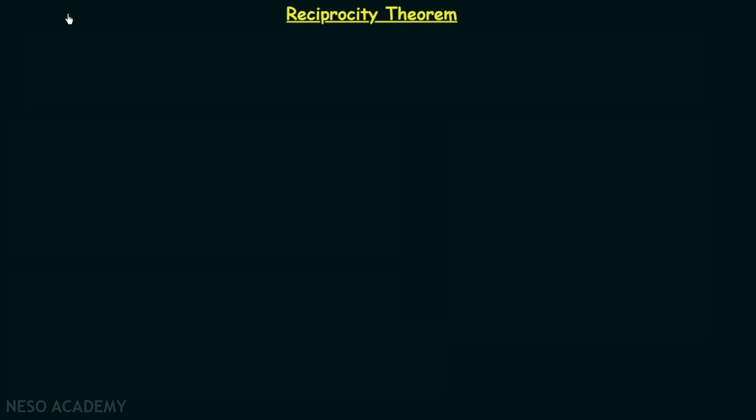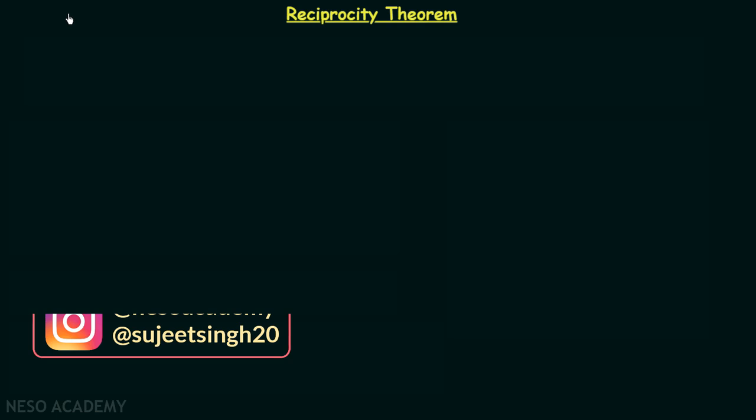Till now in this chapter we have completed 3 theorems. First one was superposition theorem, second one was Thevenin's theorem, and the third one was Norton's theorem. And now we are going to have discussion on our fourth theorem, which is reciprocity theorem.